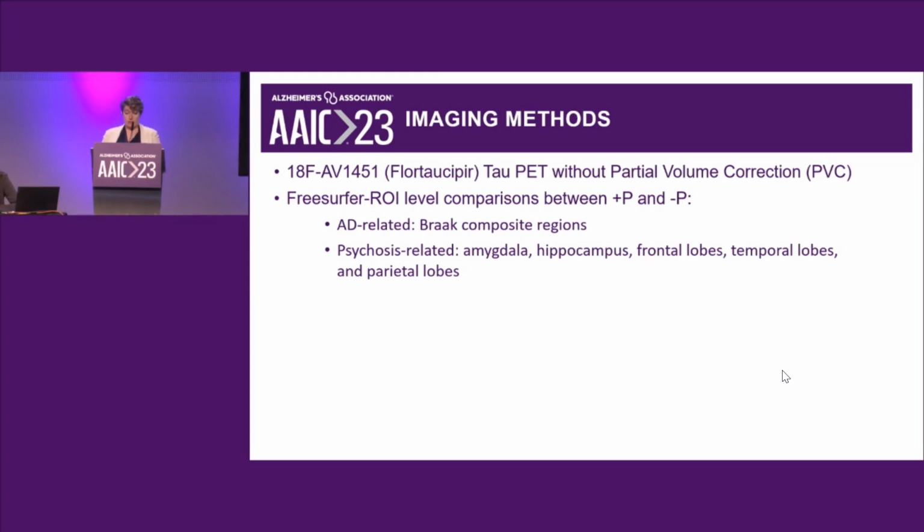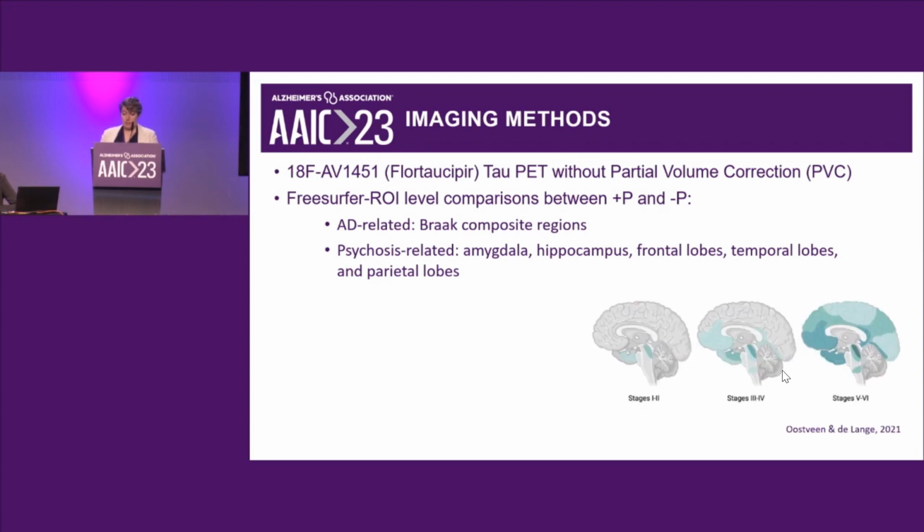So tau PET data was processed according to ADNI methods. T1 MRI was used to generate FreeSurfer labeled regions of interest, and non-PVC values were used. We looked at Braak composite regions, shown here. So we looked at Braak stage 1, 2, 3, 4, and 5, 6 for our AD regions. And we also looked at regions known to be related to psychosis due to other etiologies, such as the amygdala, hippocampus, frontal lobes, temporal lobes, and parietal lobes.